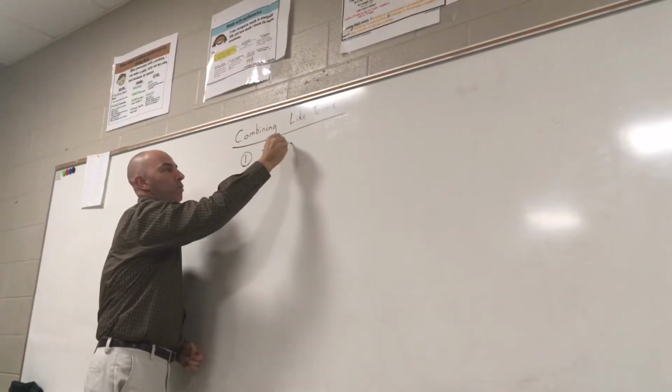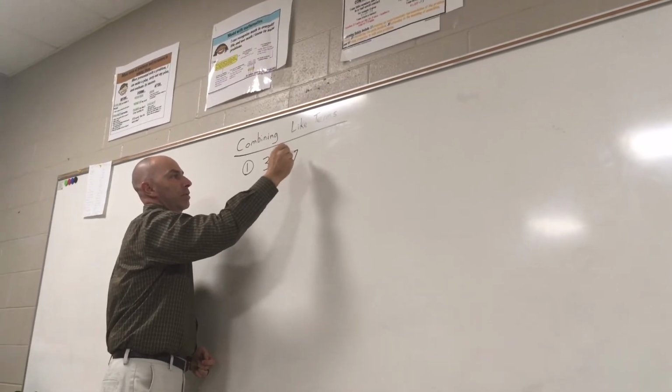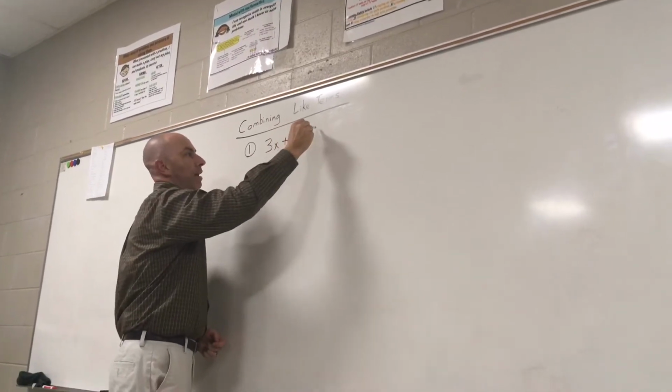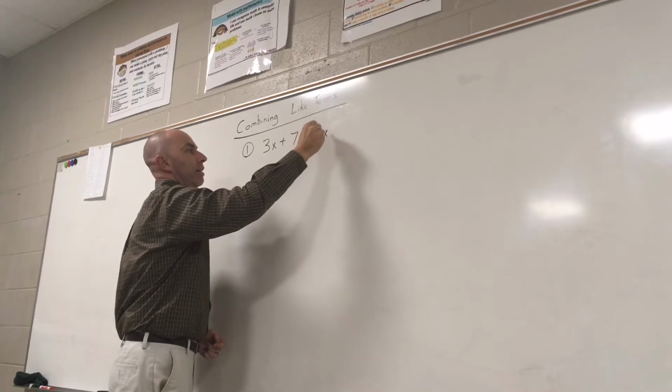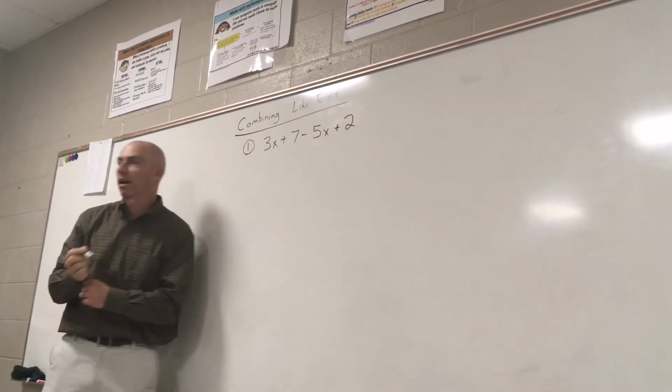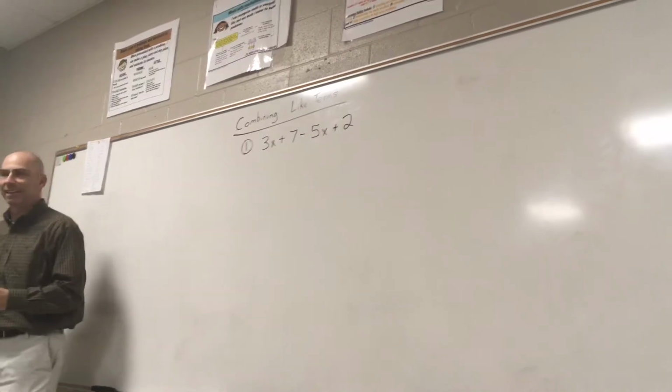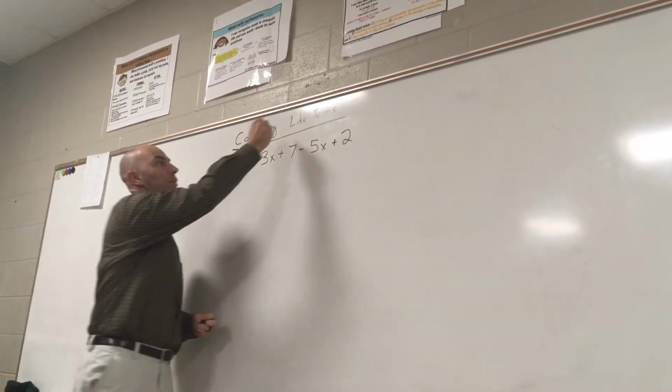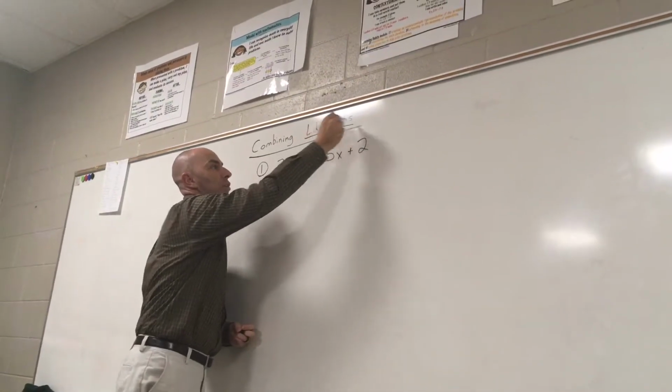Write down the example. 3x plus 7 minus 5x plus 2. Alright. Well, combining like terms, first of all, we need to know what like terms are.